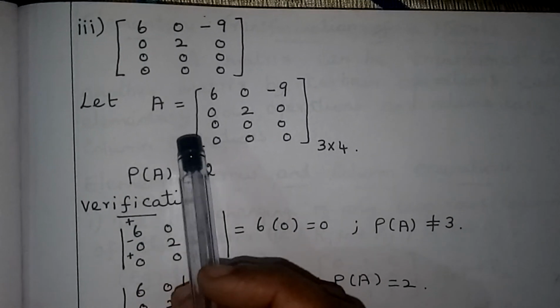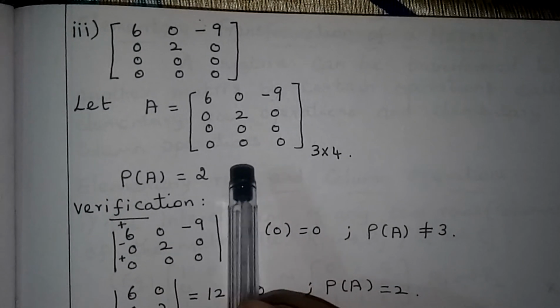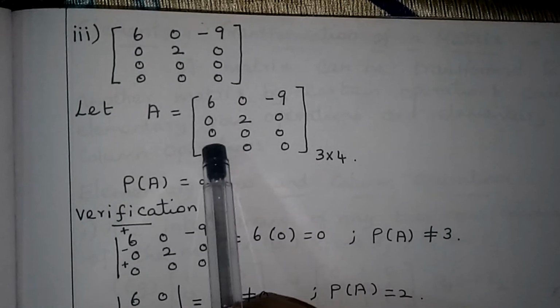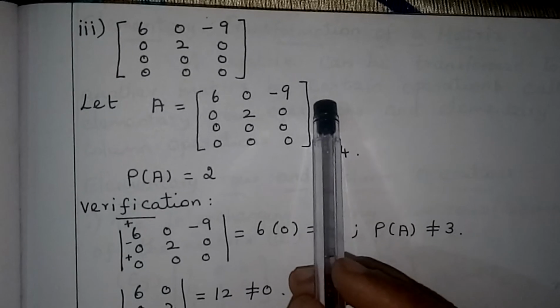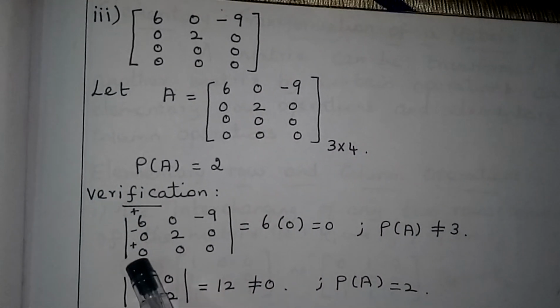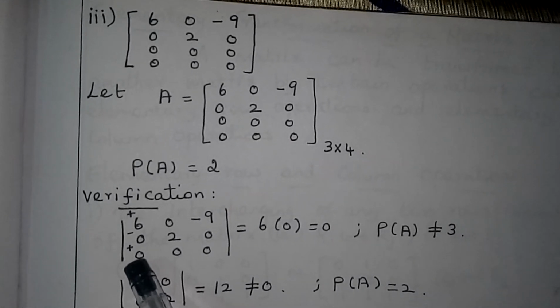Third subdivision. This is also in the row echelon form. Here the last two rows are 0 rows. So only the first two rows are non-zero rows. The rank of A is equal to 2. Okay. So verification using the minor method also we are finding the value.